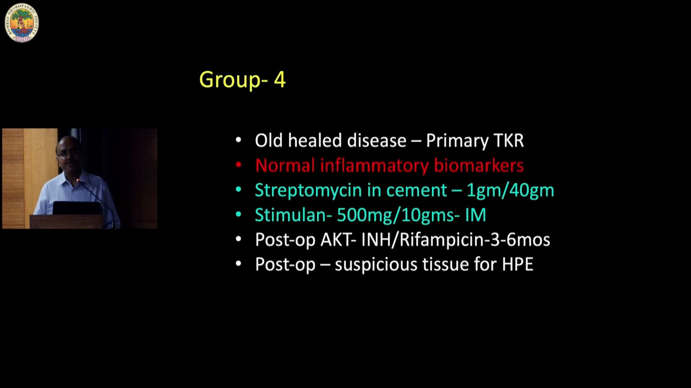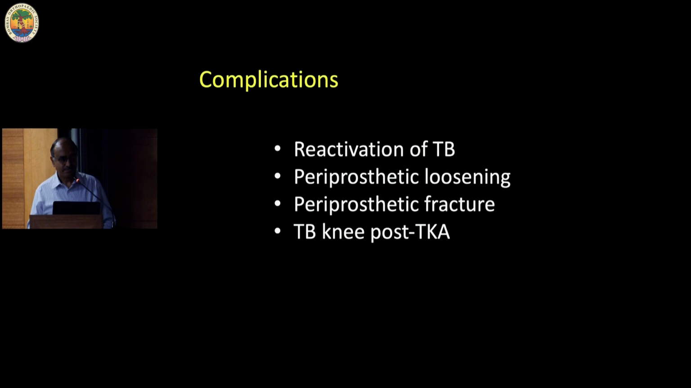Previously you used to tell 3 months, but nowadays people are telling give a little prolonged period, about 6 months, so that it prevents any recrudescence or recurrence of the tuberculosis. And if there is any suspicious tissue around inside the joint, then you can send a tissue for histopathological examination, so that post-operatively you can continue the anti-tubercular treatment for an extended period.